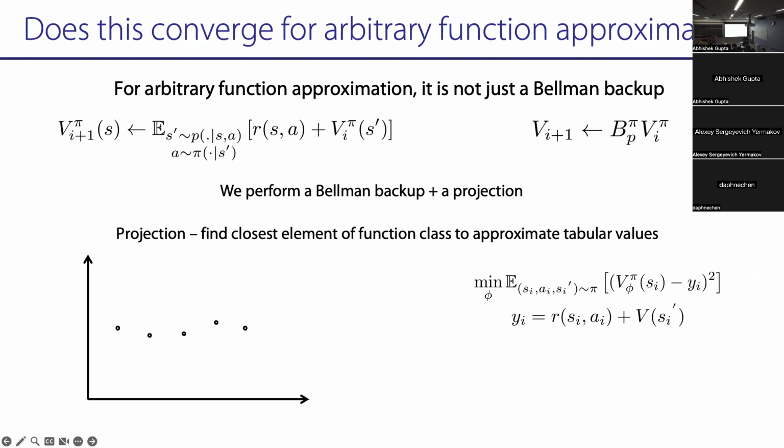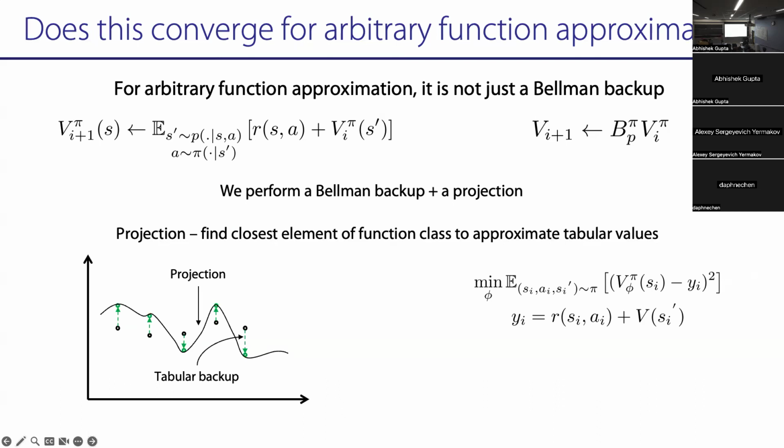Basically, these were your initial values, the ones that we did. Now, what you're going to do is one step backup, which is you're going to add R to them. It's going to move the values. And then you're going to solve this regression problem. So you had these values, you back them up, and then you try to fit the best possible function to them. And that's going to be a projection.